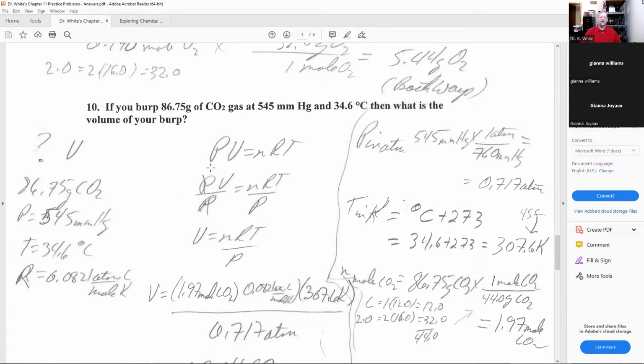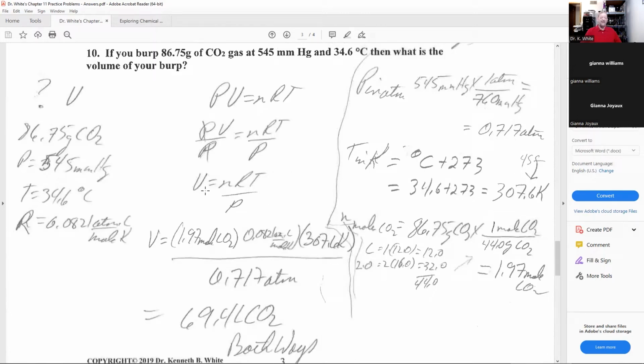Now, here's PV equal nRT. What are we being asked to solve? Volume. So I have to get it alone on one side. How do I get rid of P, the pressure? I divide by it. Anything you divide by becomes the number 1. 1 times V is V. But whatever you do to one side, you have to do to the other. So I divide by P. And now I have V equals nRT divided by P.